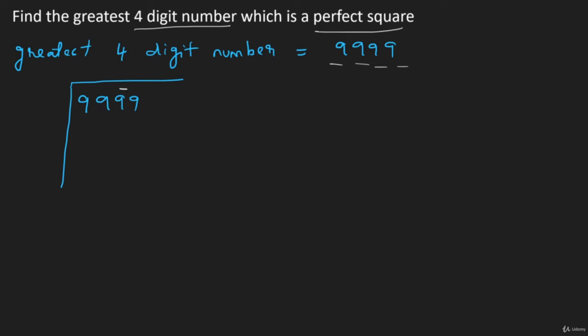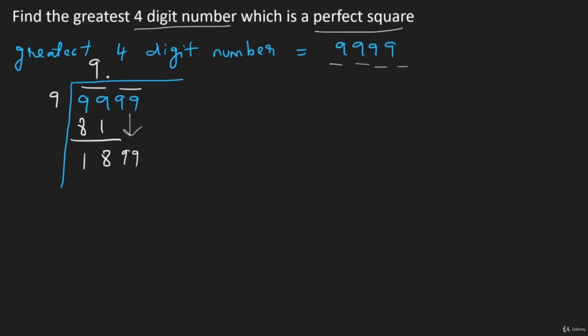Now I divide into sets of 2 digits from the right. Now over here I have 99. So I know that 9 square is 81, which is the closest I can get to 99. So I write 9 over here and I get 81. 99 minus 81 gives me 18 over here. I take down 99, right? So I have 1899 over here.